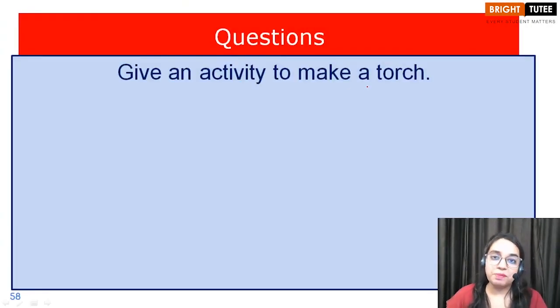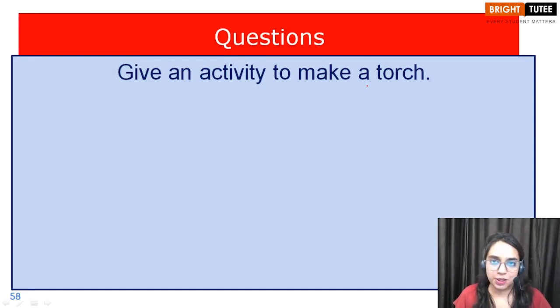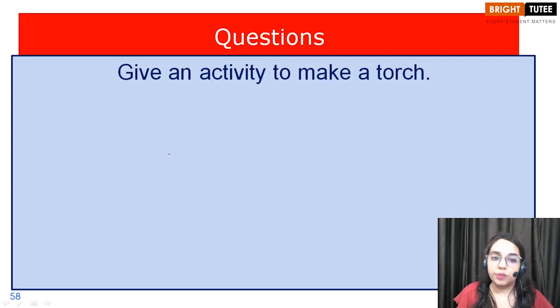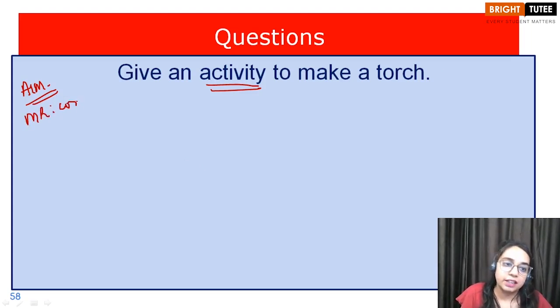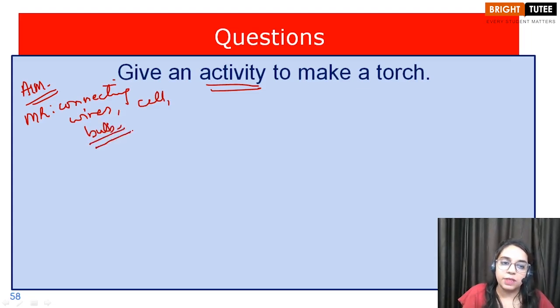So children, you can make a really simple torch, and we are going to discuss how you can make. You just need few things, and since students, this question is asked in the form of an activity or an experiment, you will have to write the aim first. Aim is to create a torch at home. Then materials required. In materials required, you will write connecting wires. Then you will be needing a cell, and finally a bulb.